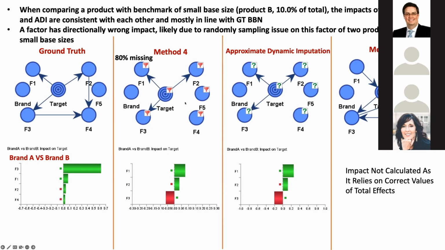You see, again, the ADI and the measured for they are essentially the same, consistent with each other. They're different from the ground truth. One thing is you miss one thing, and also, the F3 is just directionally wrong. And this is the biggest impact. This is not the thing you wanted to see.